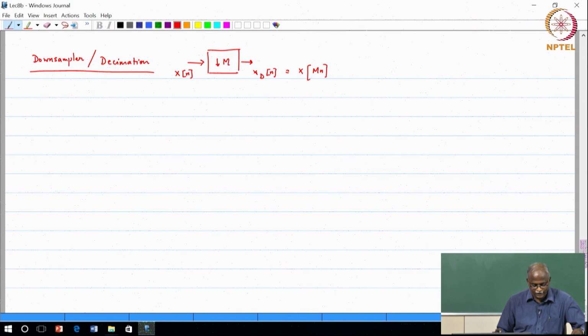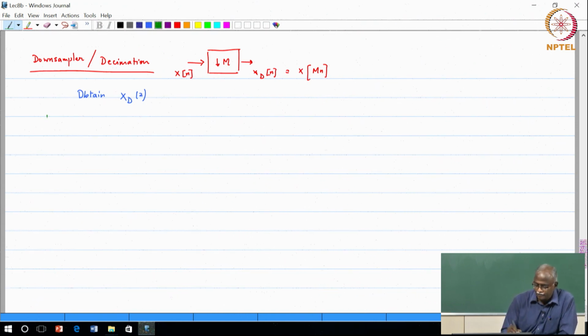The important thing that we would like to develop in today's class is the representation of xd of z. Obtain the z transform or the frequency domain representation of the downsampled signal or the decimated signal. So that is the goal for today's lecture.